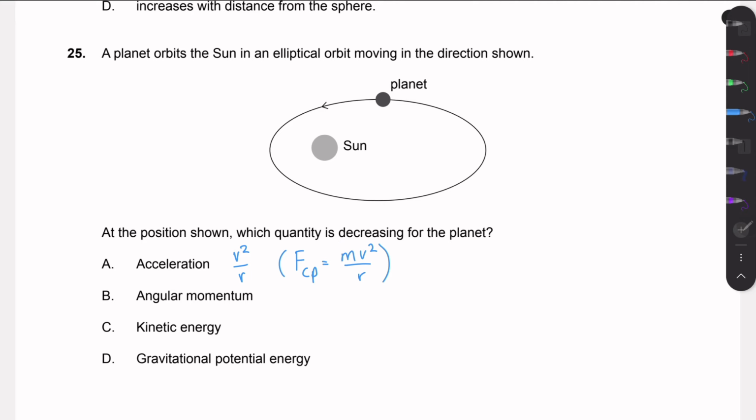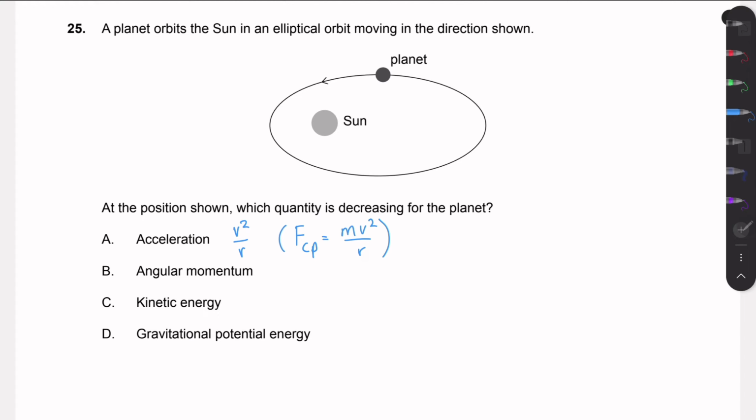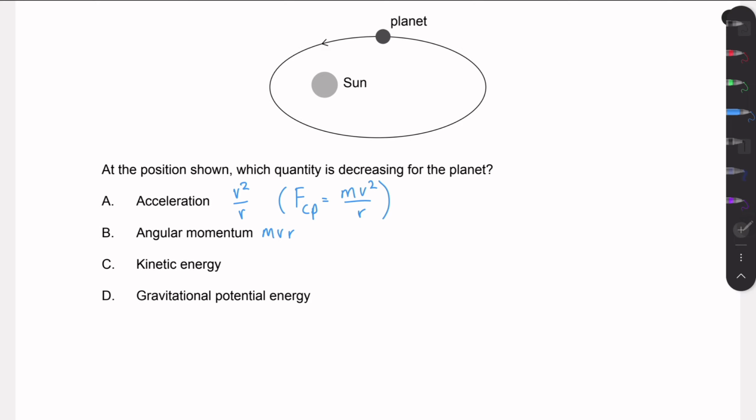And well, here the speed is increasing, but the distance is also decreasing, so they kind of cancel each other out. So the speed increases and the distance decreases, so as this increases, this decreases, so overall the acceleration must increase. And the angular momentum is mvr. Again, speed is increasing, radius is decreasing, so it either remains constant or the speed is increasing at a larger rate. Kinetic energy is 1/2 mv squared.